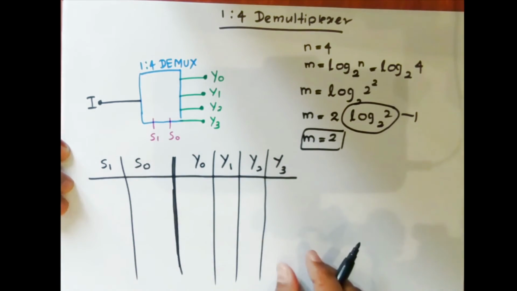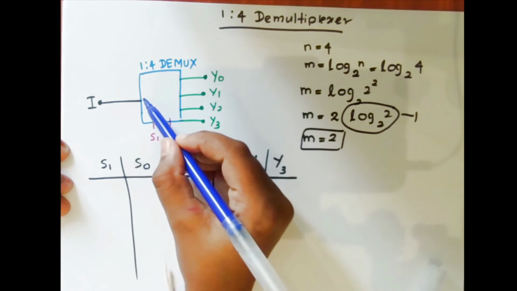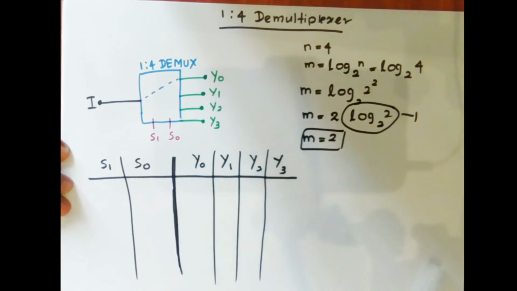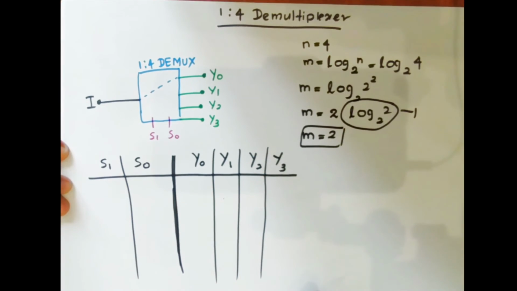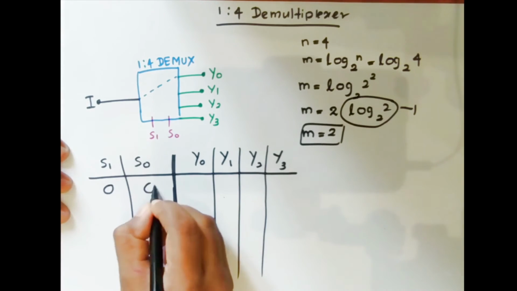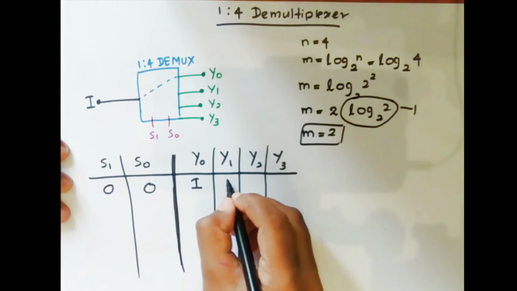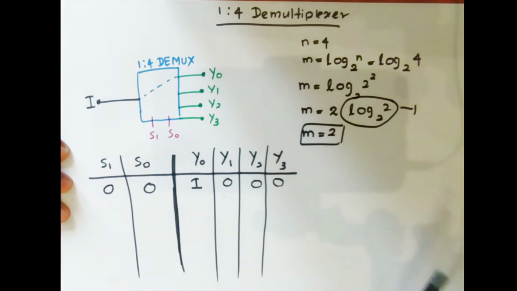Okay, let's put values to this table. I consider that when both S1 and S0 are 0, I is going to y0. So we can write it. Both S1 and S0 are 0, so y0 is equal to I and others are 0.